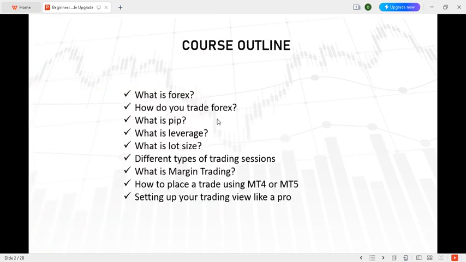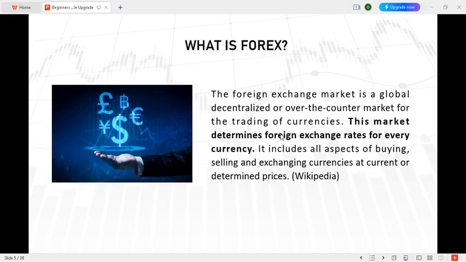These are the course outlines. We're going to talk about what is Forex, how do you trade Forex, what is PIP, what is leverage, what is lot size, different types of trading sessions, what is margin trading, how to place trade using MT4 and MT5. Those are the trading platforms. And of course, lastly, we're going to talk about setting up your TradingView like a pro. Now, TradingView is where personally I do all my trade analysis. All right, so without much ado, I'd like to go to module one.